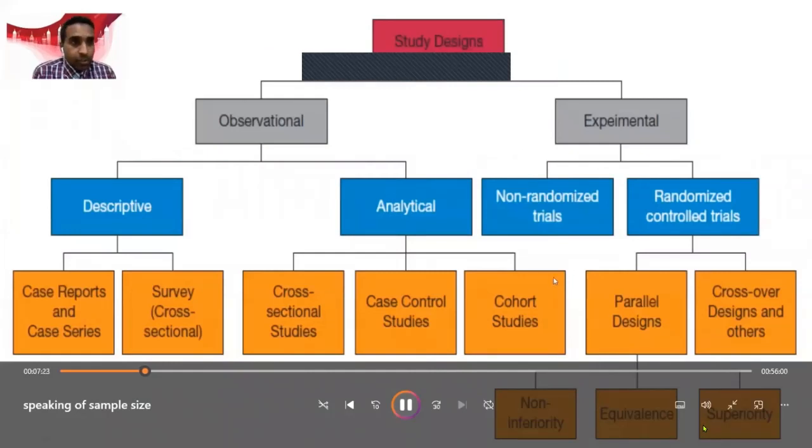See, this chart is very familiar to you. It shows the various study designs involved in your clinical studies.